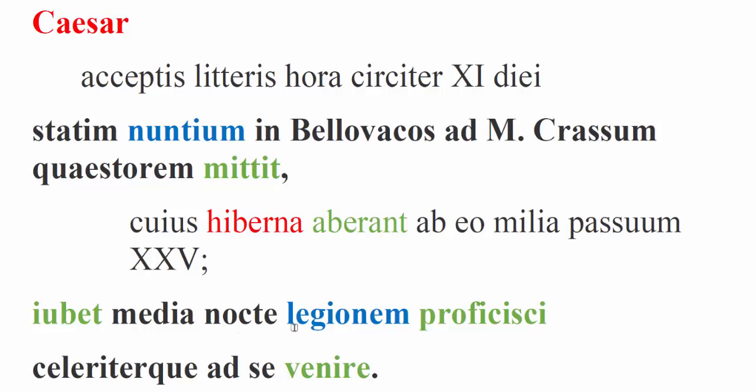So he orders the legion to set out in the middle of the night and quickly to come to him. This se is Caesar as well. So here Caesar was Ao, probably because he was so far down in the subordinate phrases, but here Caesar is se, the reflexive, which really he should be the entire time.